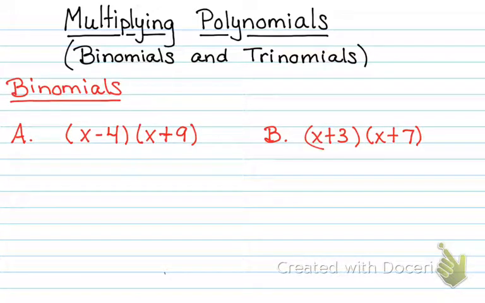We're going to talk about multiplying polynomials with binomials and trinomials today. This is what you'll see the most of. So we're going to start with example A, and we'll start with binomials times binomials. So we have x minus 4 times x plus 9.